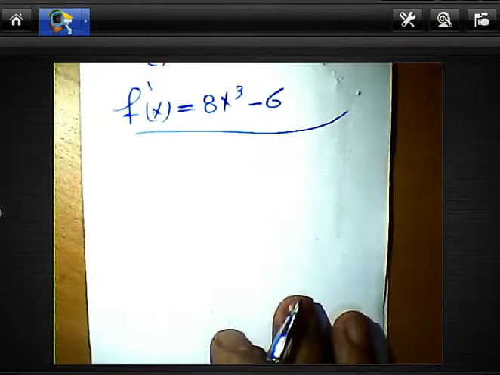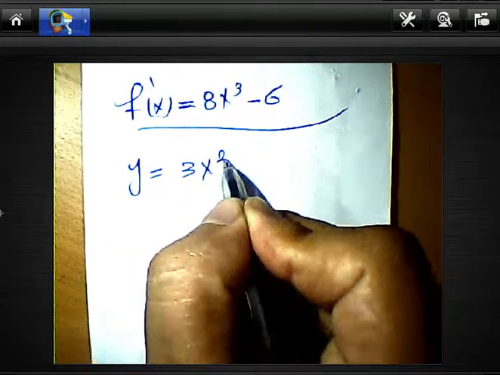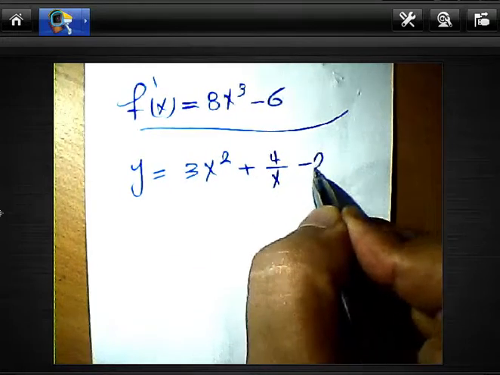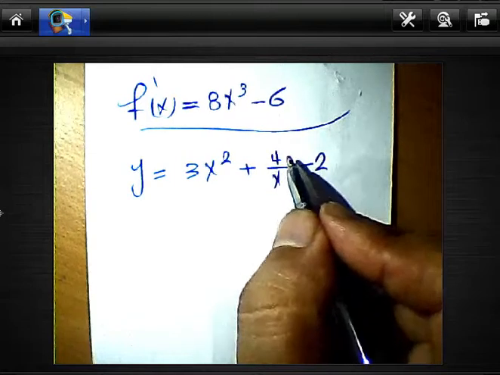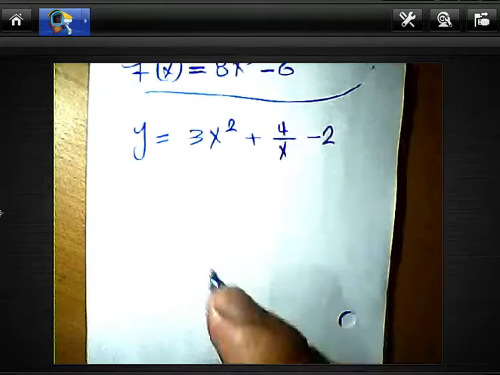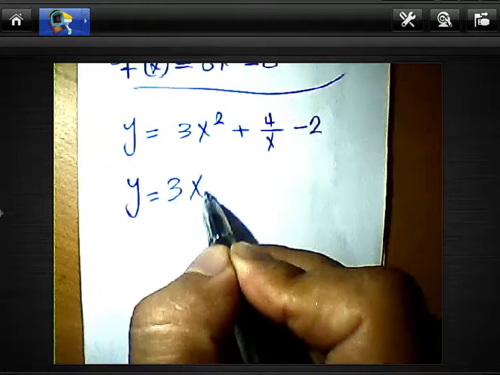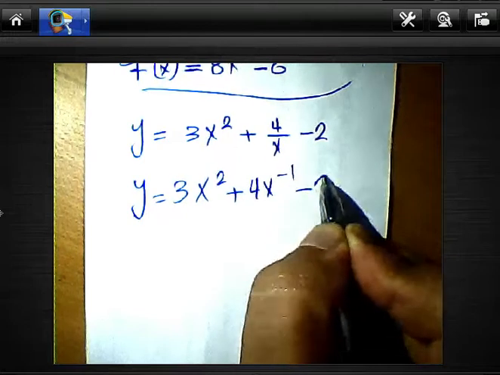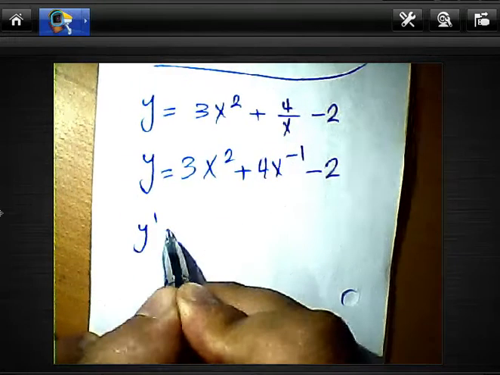And what about this example? Y equals 3x power 2 plus 4 over x subtract 2. We know 4 over x equals 4x power negative 1. You can simplify at first. Y equals 3x power 2 plus 4x power negative 1 subtract 2, and you can find the derivative of this function. Y dash equals what?